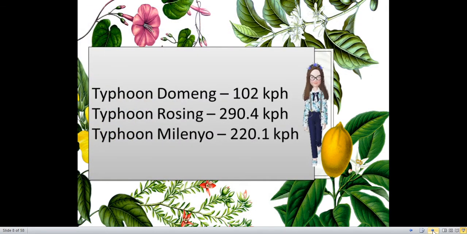So we have Typhoon Domeng having 102 km per hour. Based on the category, since it is 102 km per hour, it is a tropical storm. And another one, we have Typhoon Rosing with 290.4 km per hour, and that is a super typhoon. If we have Typhoon Milenio, that has 220.1 kilometers per hour, that is just a typhoon.